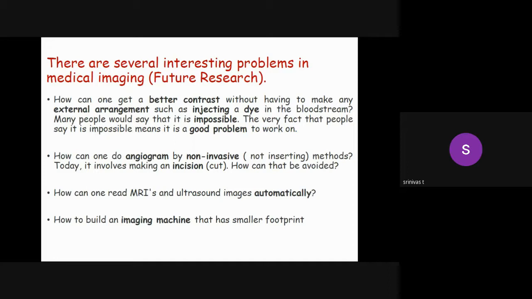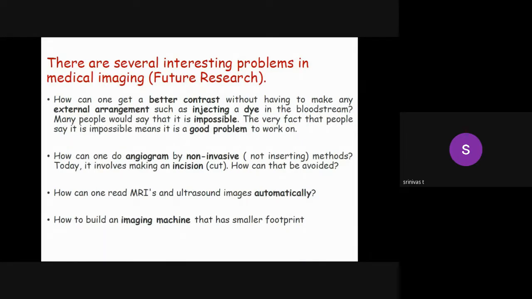And how can one do an angiogram non-invasively, without inserting methods? Today it involves making an incision. How can that be avoided? So the angiogram should be a remote monitoring type, which we have to introduce, because it should not be allowed any cut in the human patients. How can one read MRIs and ultrasound images automatically? We have seen MRI scans and CT scans, and we are already experienced in the hospitals. The number of cases is large to give the reports. Therefore, visual learning algorithms, deep learning algorithms, can reduce the time. Automatically, we will get the reports.